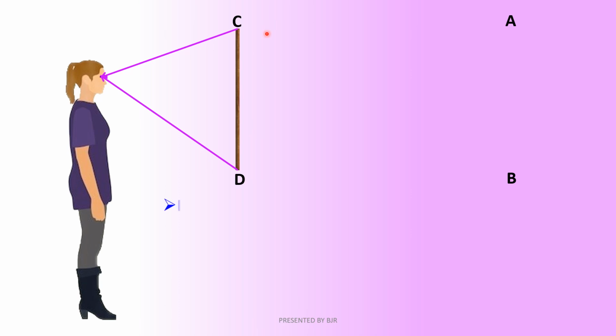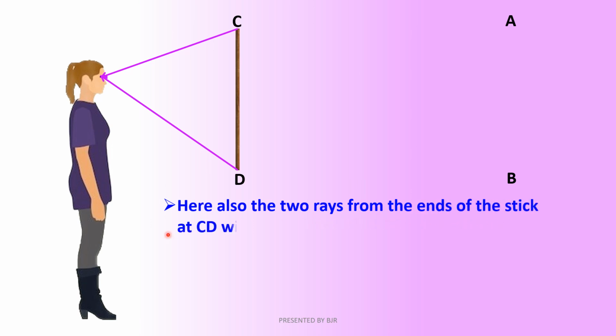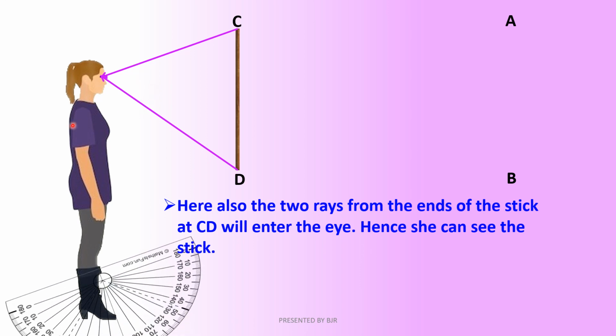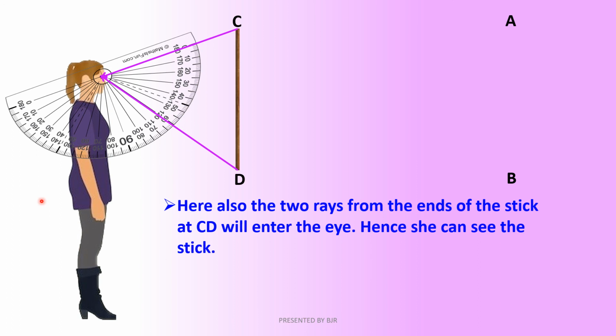Okay. Here also the two rays from the ends of the stick at CD will enter the eye. Hence, she can see the stick. Let us measure the angle here. Can you see both ends of the stick? Yes. She can see the whole stick, that is the two ends of the stick simultaneously, without movement of her eyes. Okay, her response is yes.